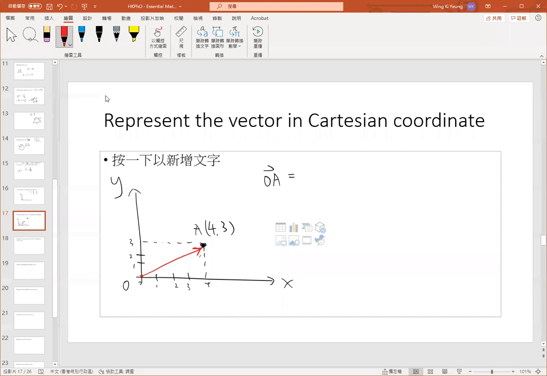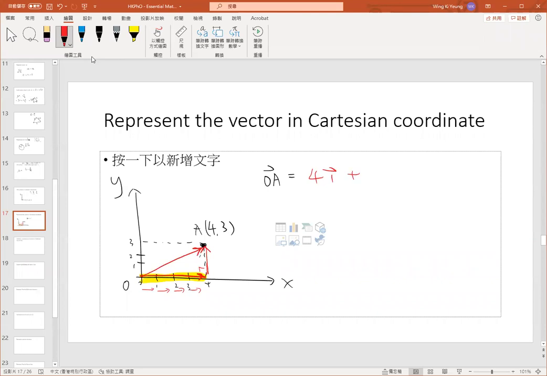Then vector OA can be considered as this vector plus this vector. And the one at the bottom along the x-axis, the magnitude is 4. How can we represent it? You just consider it as i. That is 4i.